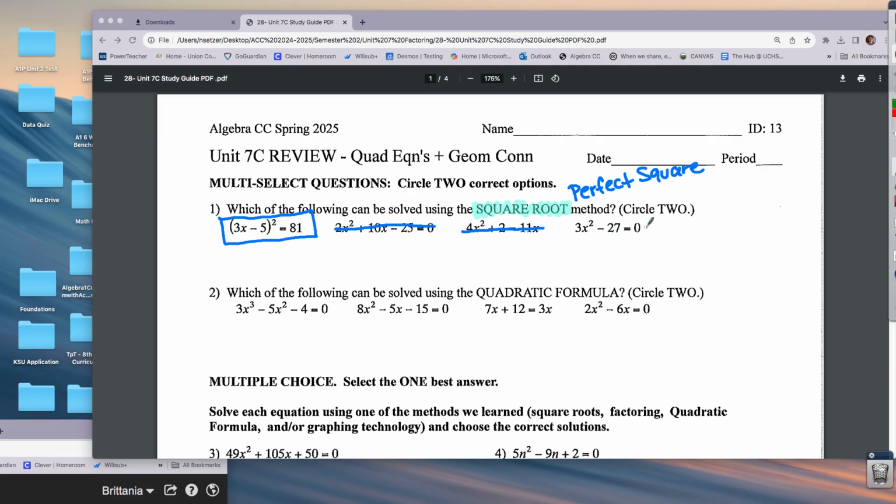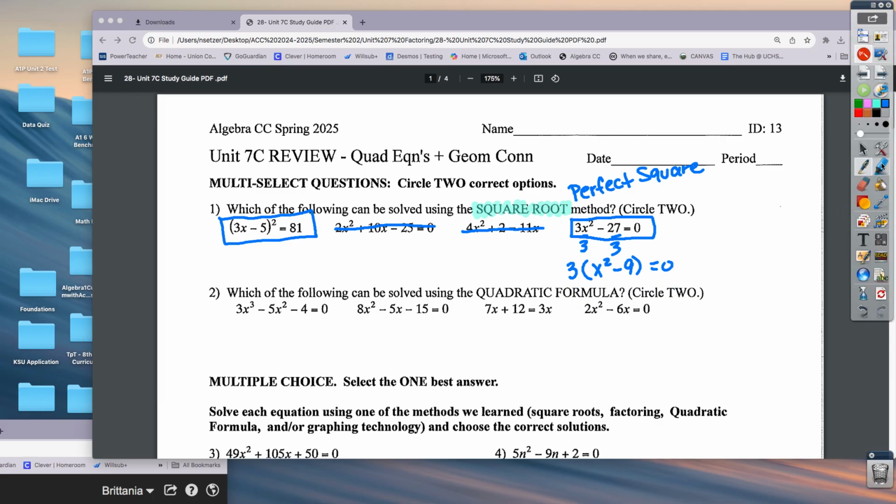3x squared minus 27 equals 0. You can factor out the 3. So 3 is not a perfect square, but x squared is, and now minus 9 is. So this x squared minus 9, you absolutely can use the perfect square method. So this is the other one that is the answer.